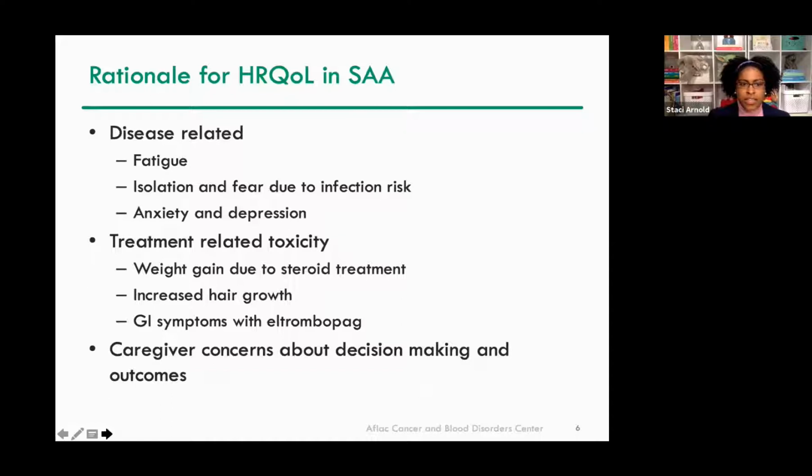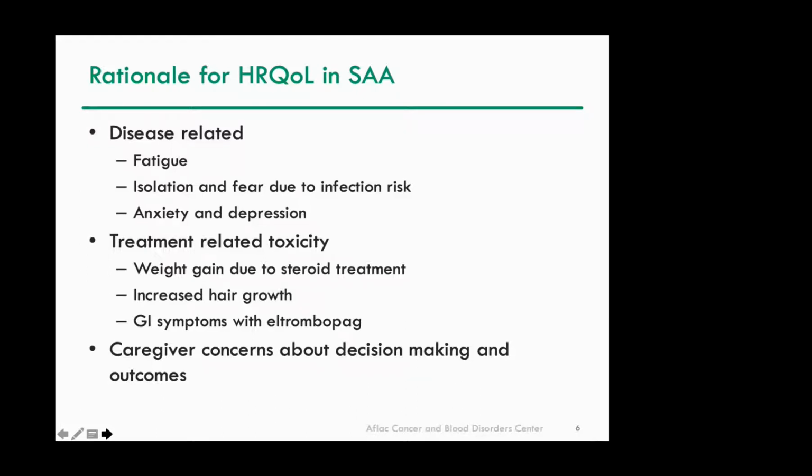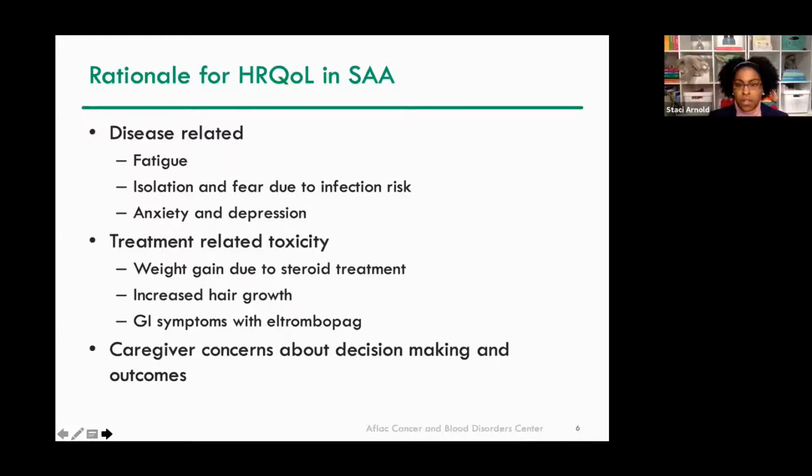So I just wanted to give a little rationale for why I thought it was important to investigate health-related quality of life in aplastic anemia. So some of you may know the disease-related symptoms that may impact quality of life, like fatigue from having a low blood cell count, isolation and fear due to the infection risk of having low white blood cells, and even anxiety and depression surrounding the diagnosis and all the other factors that go into the treatment.